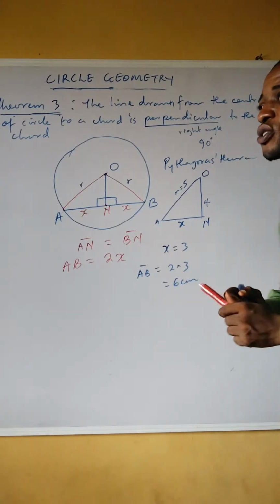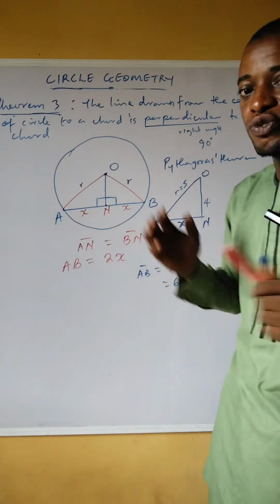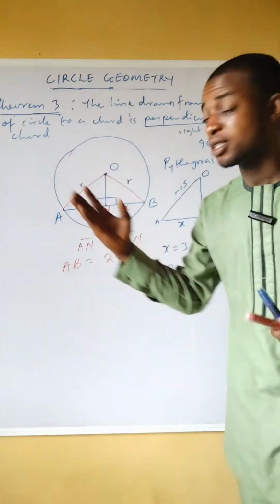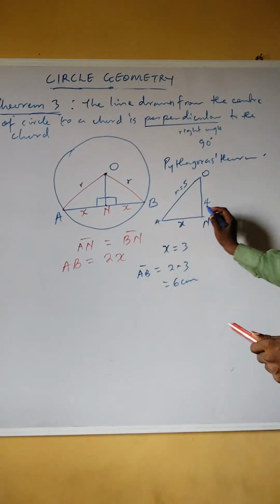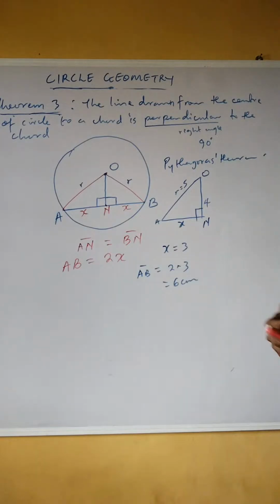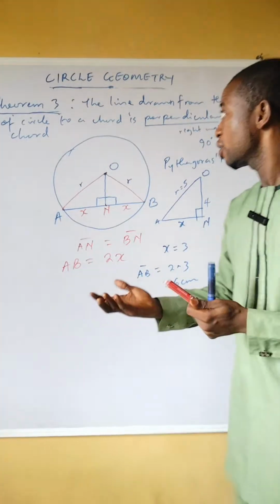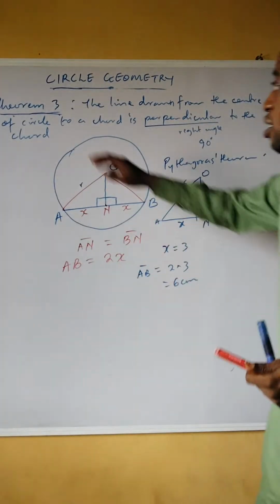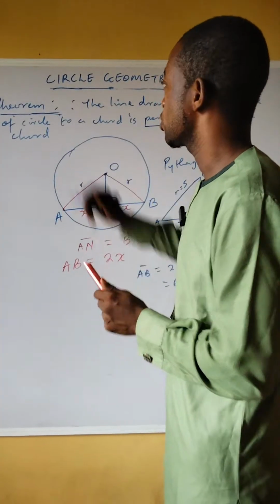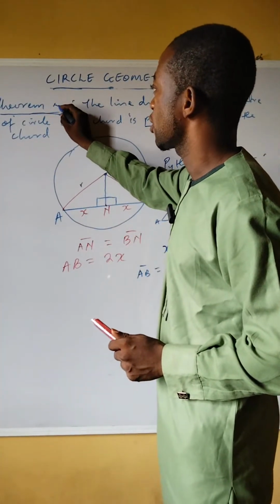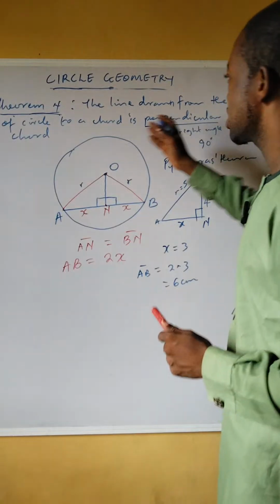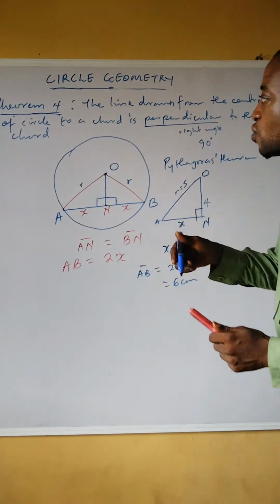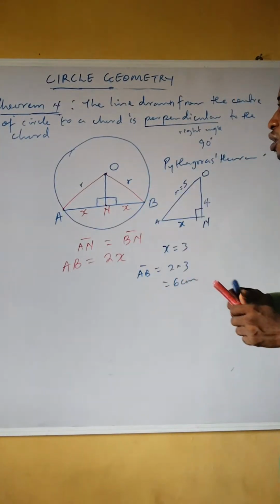So it depends on the way the question is framed. So once you have the idea that here this forms a right angle triangle, which we can apply Pythagoras theorem to, our problem is easier. And this is theorem number 4 in this particular class. So the line drawn from the center of the circle to a chord is perpendicular to the chord.